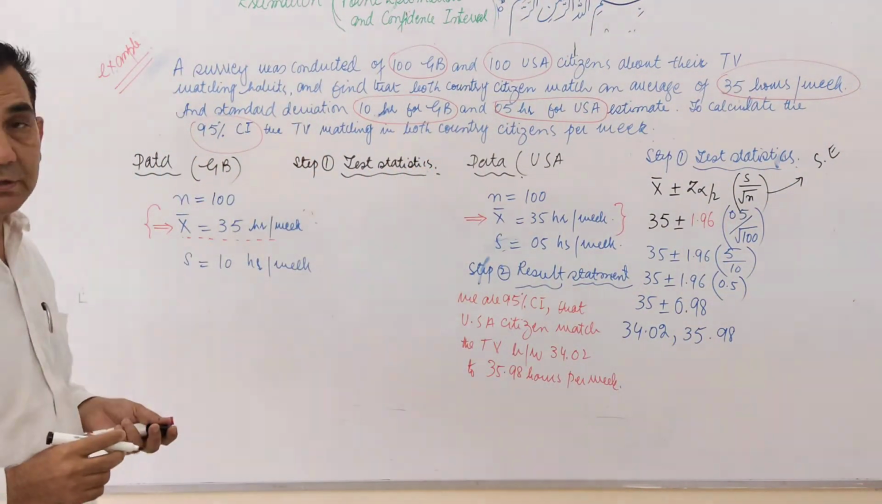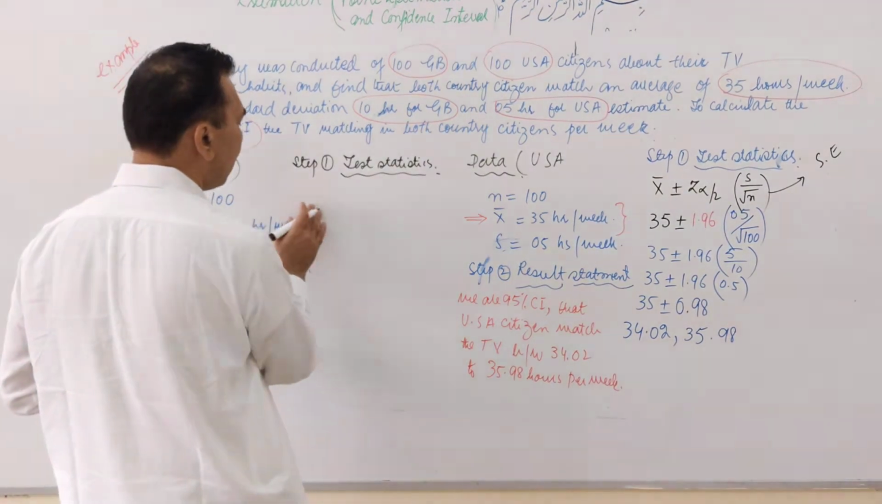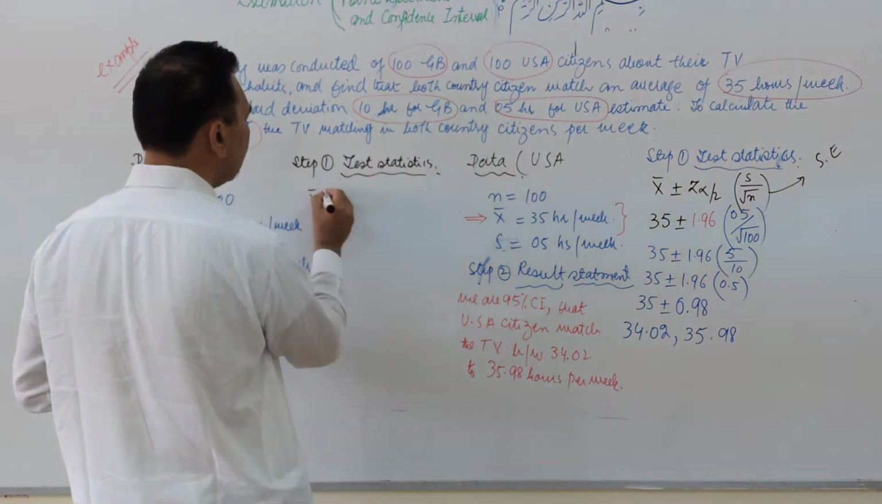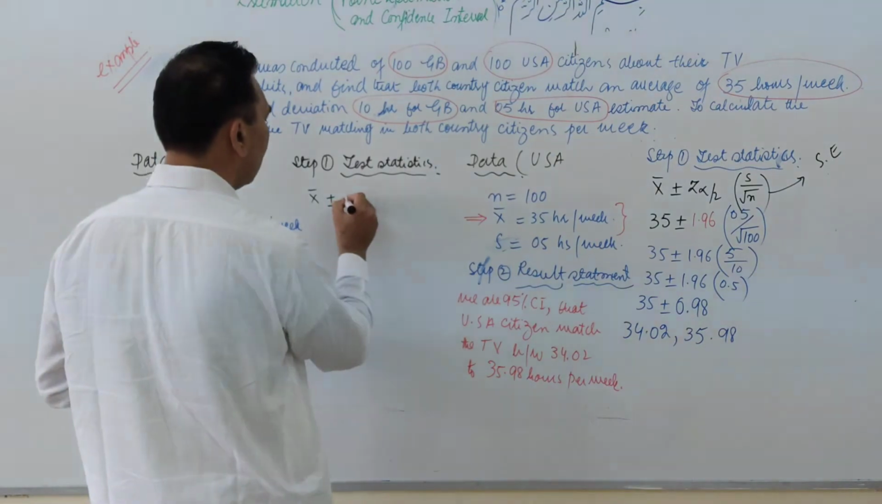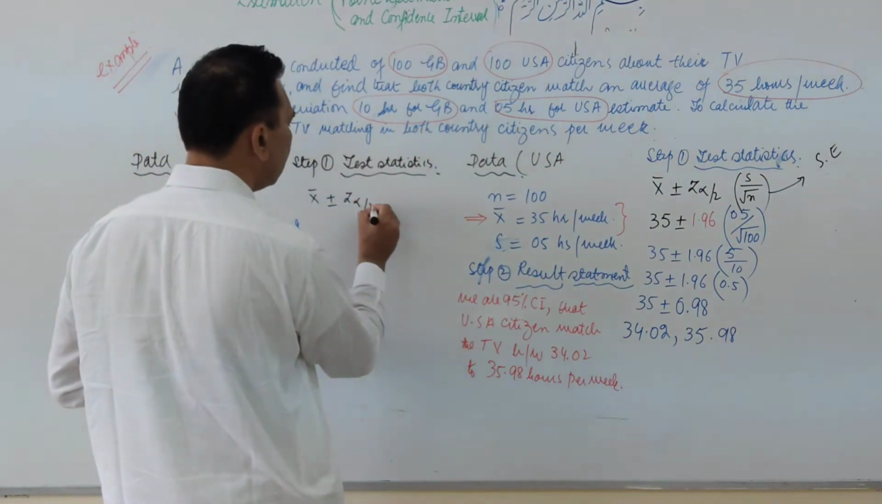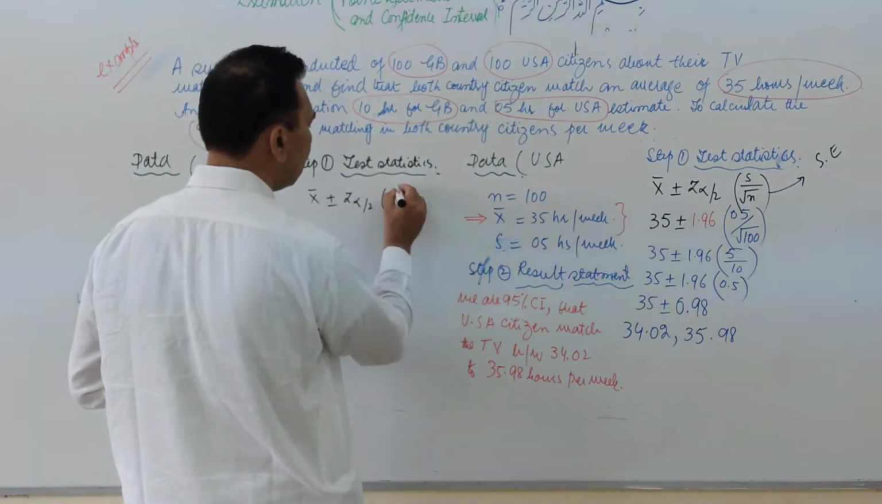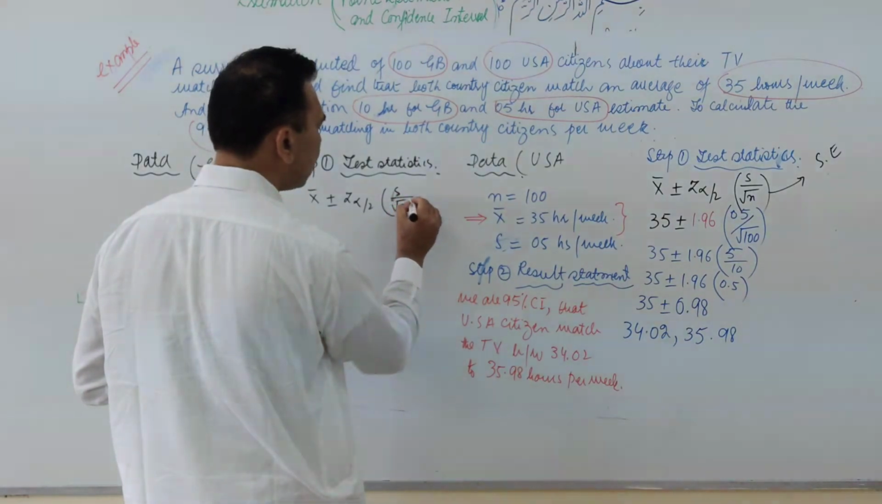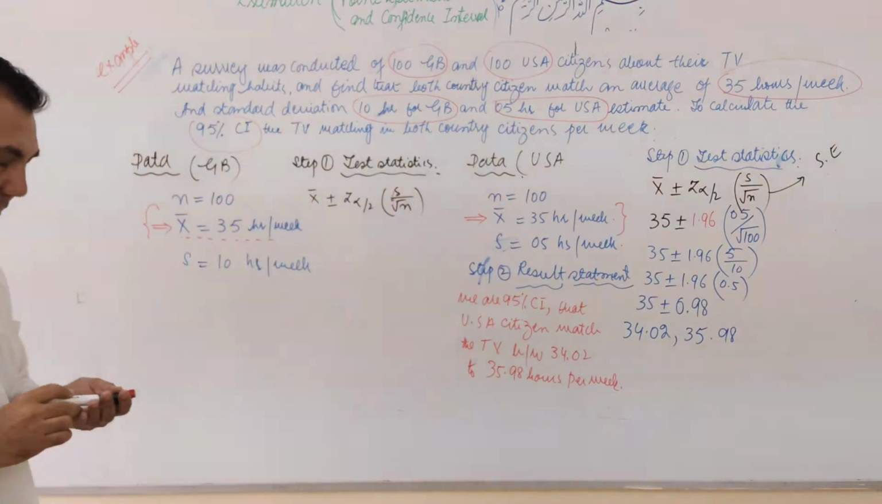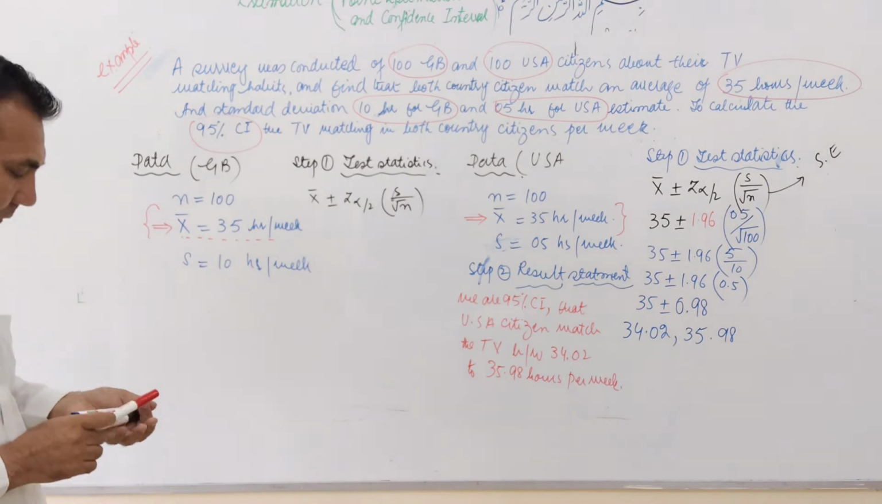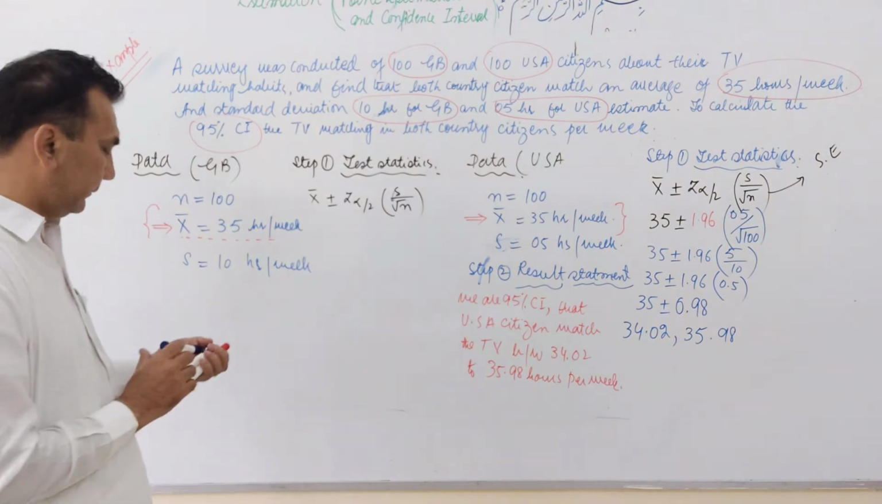In the test statistic, what will we do? What's the formula for that? X bar plus minus z alpha by 2 times the standard deviation divided by square root of n. Now we will go to solve it.